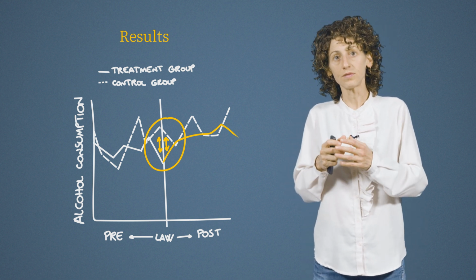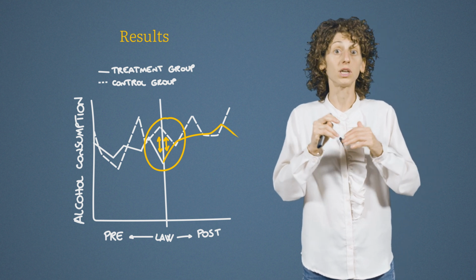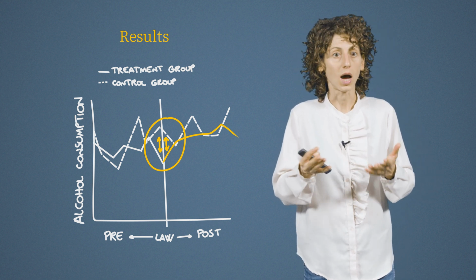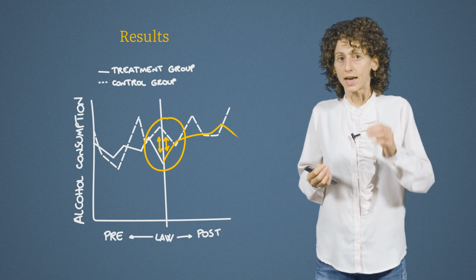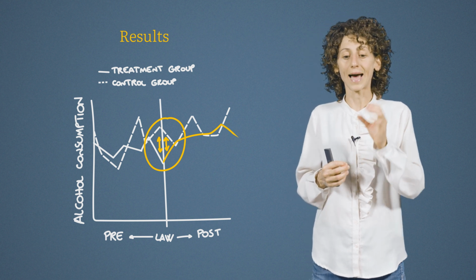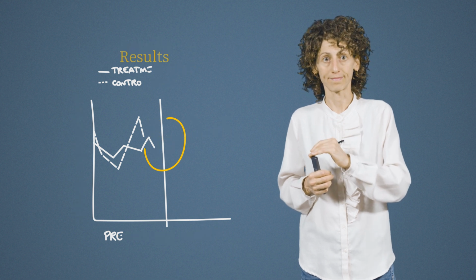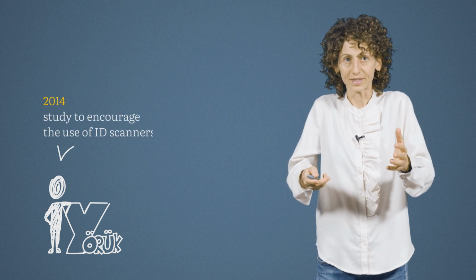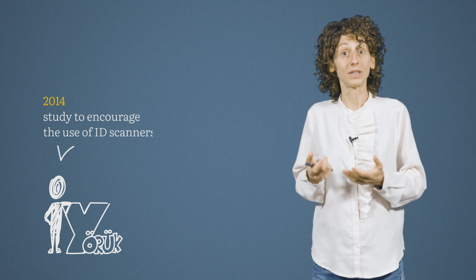Importantly, diff-in-diff accounts for any other factors that might influence drinking trends, such as other state policies or economic conditions. Now, this makes the diff-in-diff method particularly powerful in isolating the effect of the ID scanner laws from other things. Now, these findings support policy efforts to encourage the use of ID scanners. However, the study received some critiques.